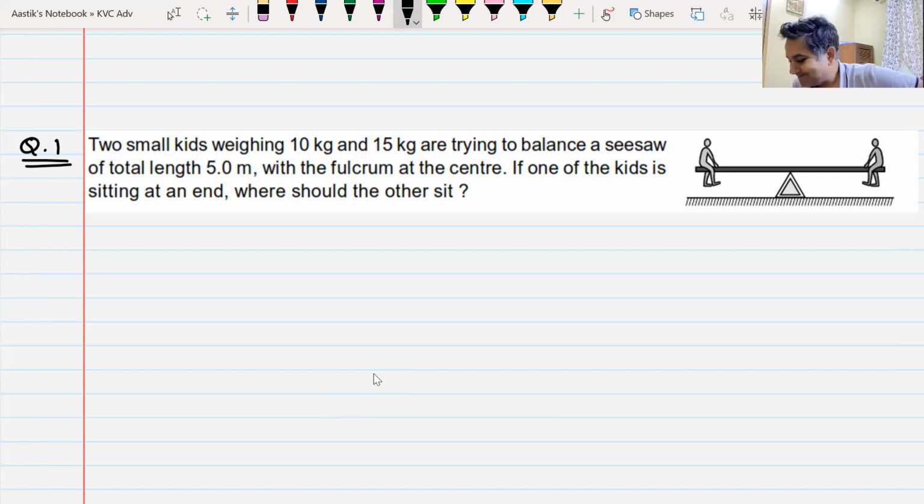Sir, we should consider that one kid sitting at one end is the 10 kg boy, because we can't balance the 15 kg boy with the 10 kg boy. After that, doing net torque equals 0 along the fulcrum center, we can get that distance, sir. Okay.